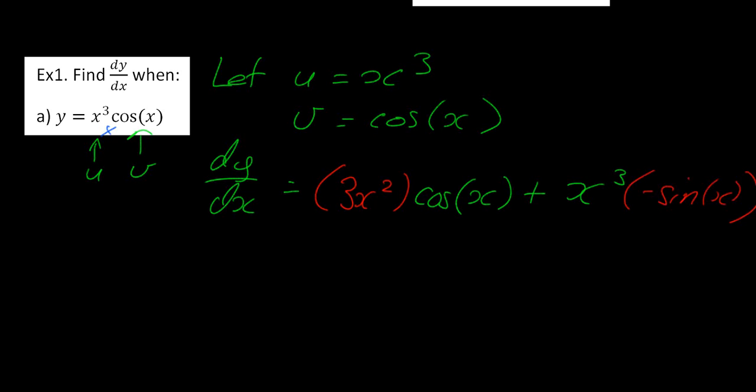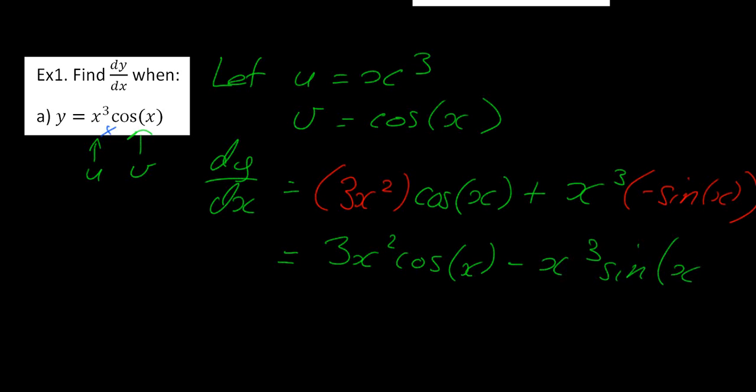Okay. So just to clean this up a bit, we get 3x squared times cosine x. And accounting for this negative over here, we get minus x cubed times sine x.